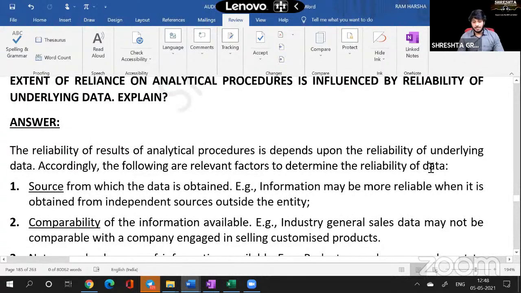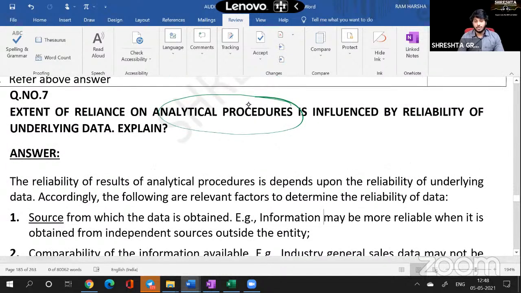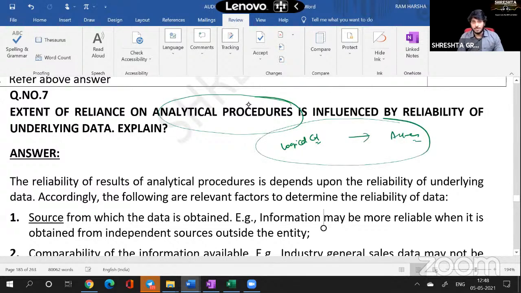Sir, by using analytical procedure, we are trying to develop one logical calculation. You are comparing it with actual, correct? And if you find so much of a difference, you investigate. Now you are calculating something logically, right? How will you calculate, sir? Based on some data, correct? Now you calculated logically based on some data. The data must be reliable, right?